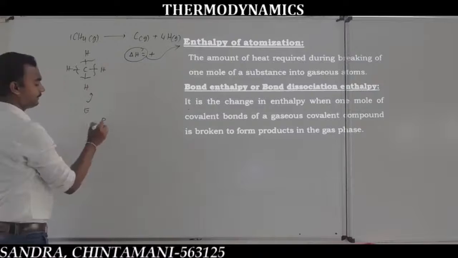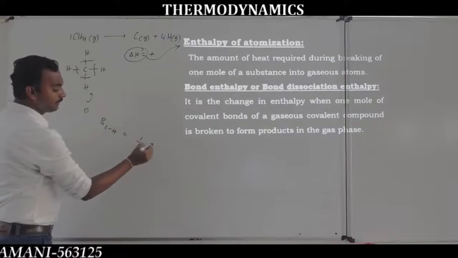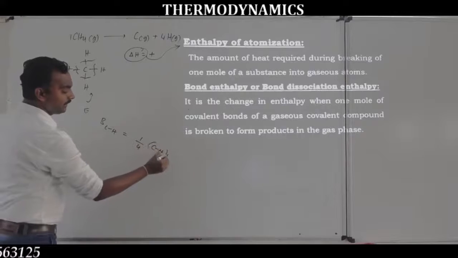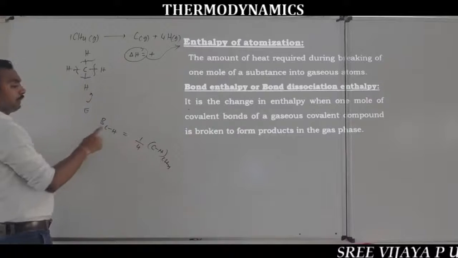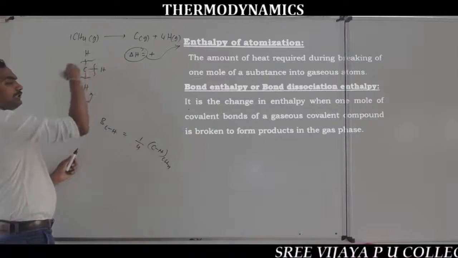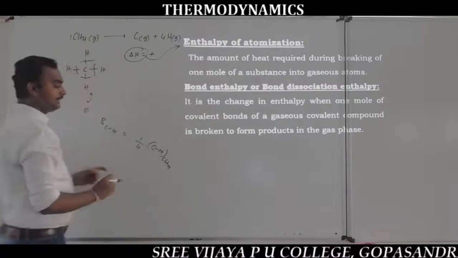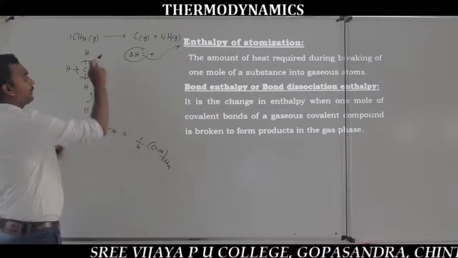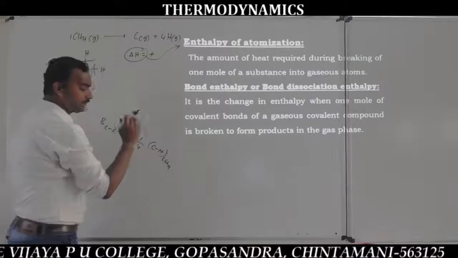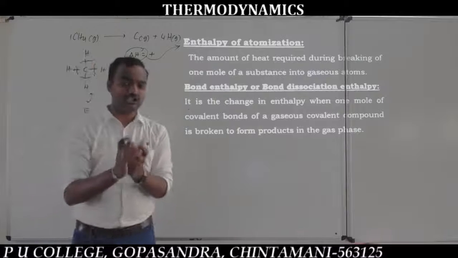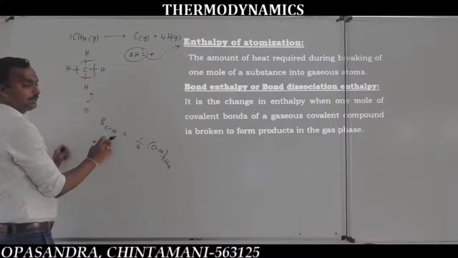So the bond enthalpy of the C-H bond in the case of methane is equal to 1/4 into the enthalpy change of methane. Why 1/4? Because there are 4 C-H bonds. To get the bond enthalpy for one C-H bond, we take the complete change in enthalpy for breaking all four bonds and divide by 4. So that is taken as the bond enthalpy of carbon and hydrogen.